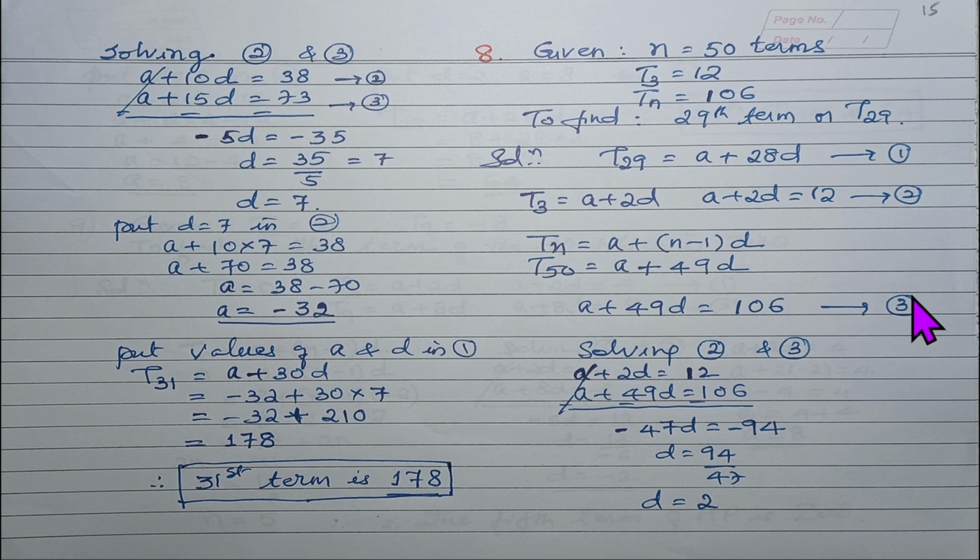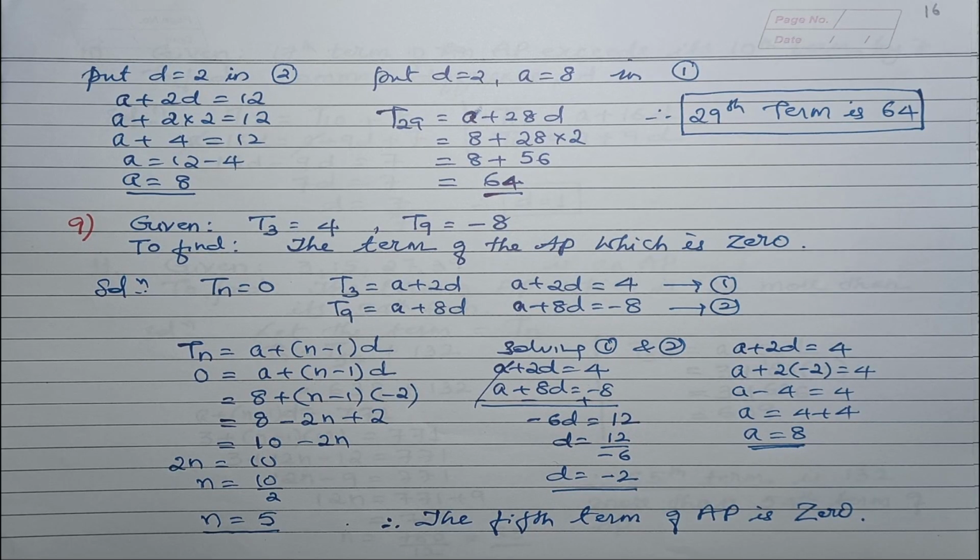Now solving 2 and 3. Now a plus 2d is equal to 12, a plus 49d is equal to 106, subtract it, a gets cancelled, we get minus 47d is equal to minus 94, and d is equal to 2. So we got the value of d, and put this value of d in any one of the equations to get the value of a. So a plus 2d is equal to 12, so we got a is equal to 8. Substitute the values of d is equal to 2 and a is equal to 8 in the equation T29. T29 is equal to a plus 28d, and simplifying we get T29 is equal to 64. Therefore the 29th term of the AP is 64, and that is how we calculate it.